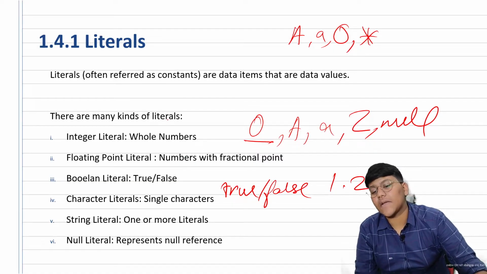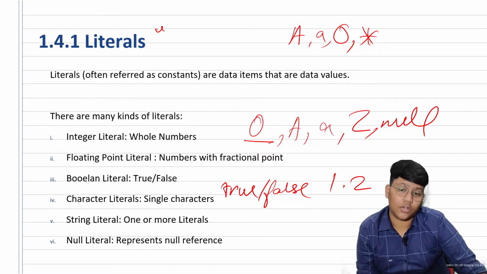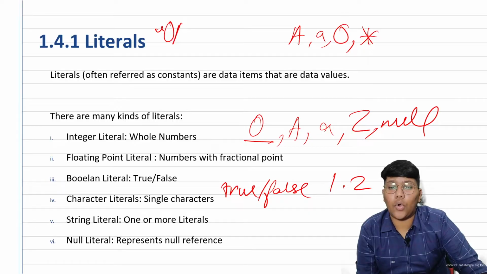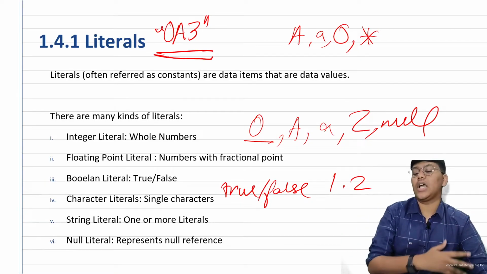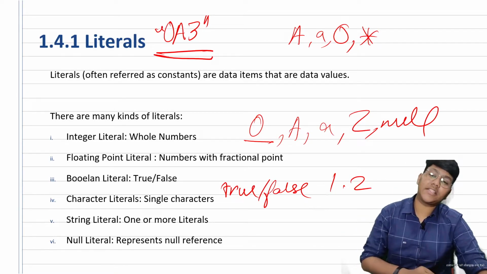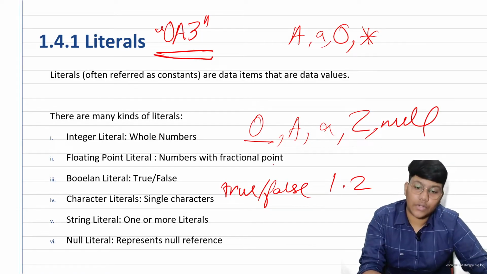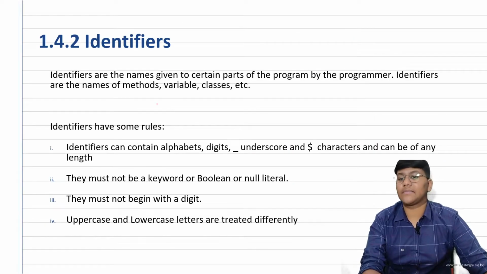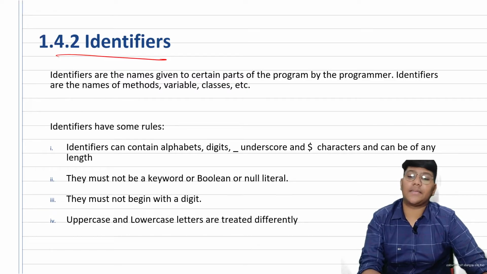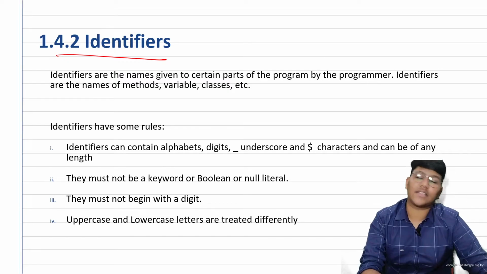String literal, one or more characters. For example, under double quotations, 0A3, this is a string. A string is nothing but a combination of literals. Now comes null literal. Null represents nothing; null represents a null reference. So null is also a literal. Then come identifiers. Identifiers are the names given to certain parts of the program by the programmer. Identifiers are the names of methods, variables, classes, etc.